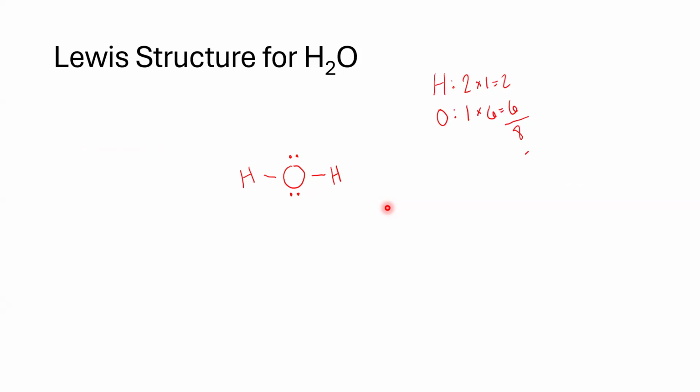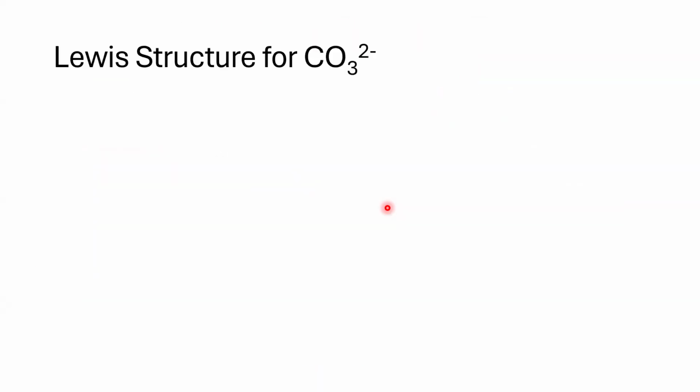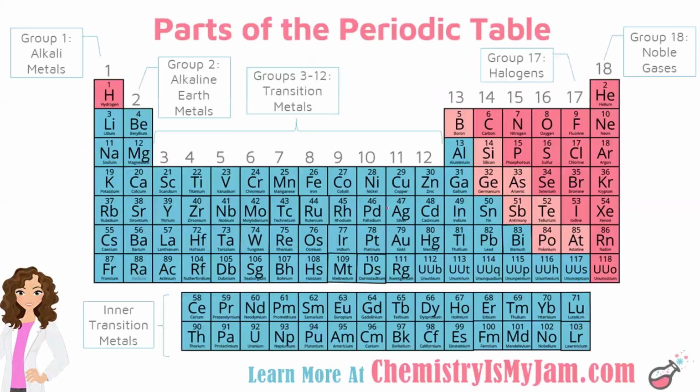All right, let's look at another one. We're next going to do one that has a charge, CO3 with a charge of -2. So the first thing I'm going to do is calculate my valence electrons. I'm going to find carbon on the periodic table.